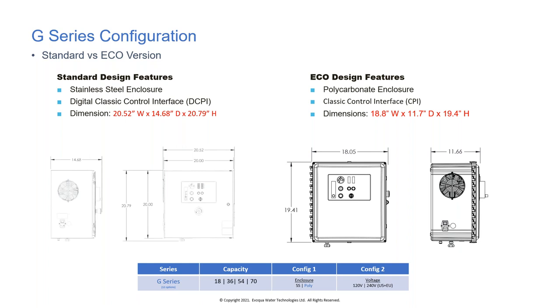So basically the difference between the two units is only the enclosure. One comes in a stainless steel enclosure, another comes in a polycarbonate. Each has four different capacities, 18, 36, and 54. And when I say 18, 36, that is the maximum capacity the model can produce. If you select 36, it means 36 gram. But at the same time, the capacity is tunable down to 10%. That means the lowest capacity a 36 gram ozone generator can produce is roughly about 4 grams per hour of ozone.